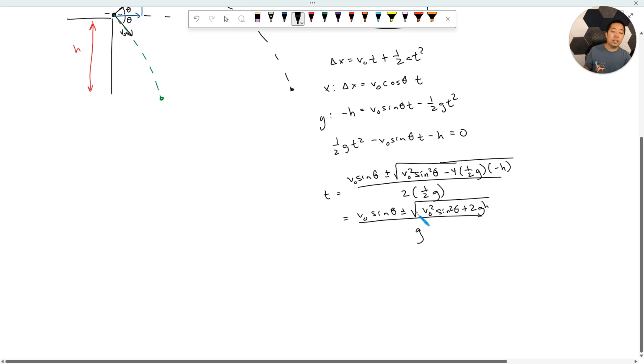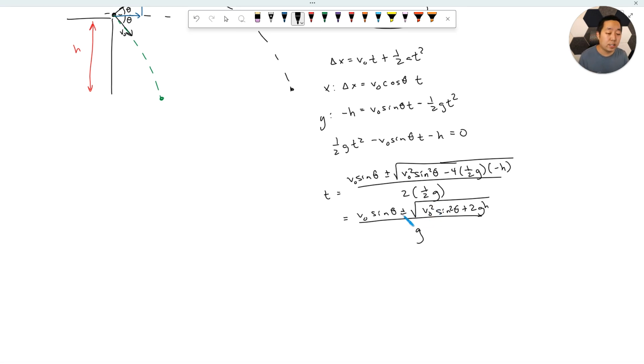Now, which time makes sense? The one that gives a positive answer. If I use the minus one, it's going to give me a negative answer for time because this quantity is bigger than this quantity. So basically, the time is just going to be the one where I add them.